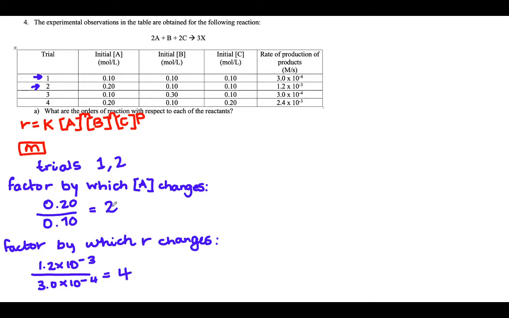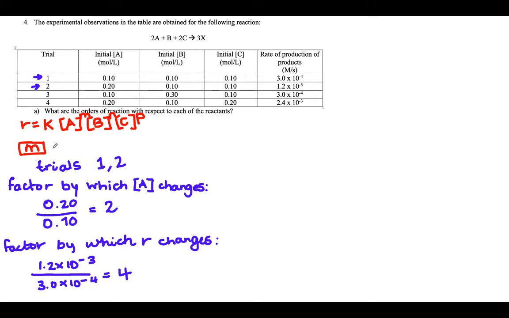So now what we've done is we've found out how the concentration of A changed between trial 1 and 2, and how the rate changed between 1 and 2. Now, because the concentration of B is consistent and the concentration of C is consistent, we know that whatever changes occurred in the rate had to be due to the concentration change of A, which is why this allows us to find the accurate value for M.